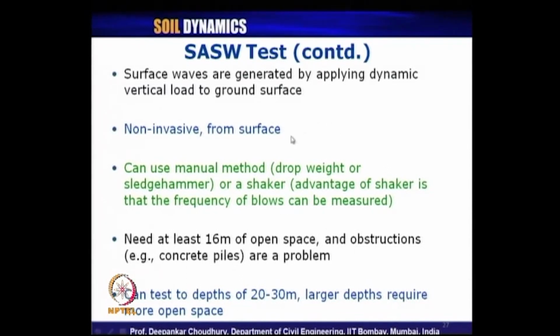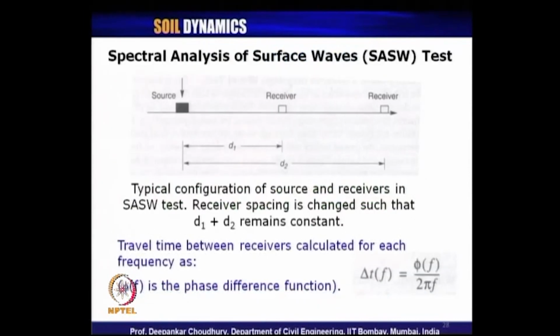And what are the other major characteristics? They can test up to a depth of about 20 to 30 meters. That is, it can identify the properties of soil up to about 30 meters depth. Beyond that, it requires more open space, as mentioned. So, the deeper the strata whose dynamic shear wave velocity you want to identify, the more open space you need to conduct this test. And as I have mentioned, the MASW test is a similar test, only you use multi-channel, multiple sources and multiple receivers.